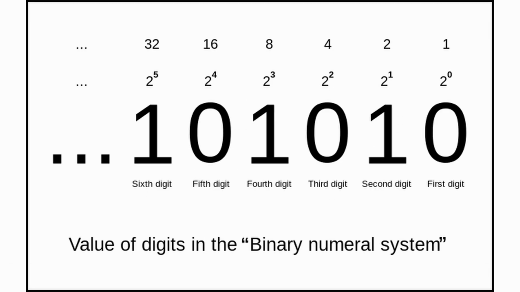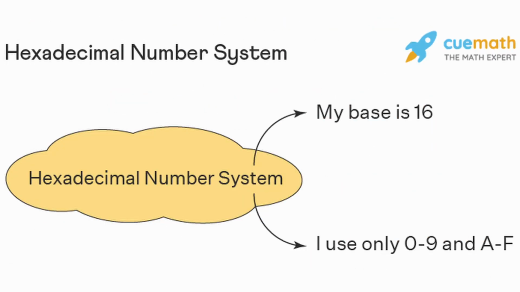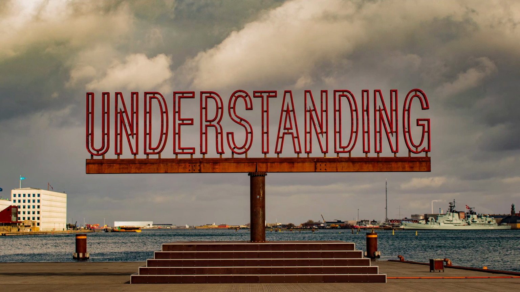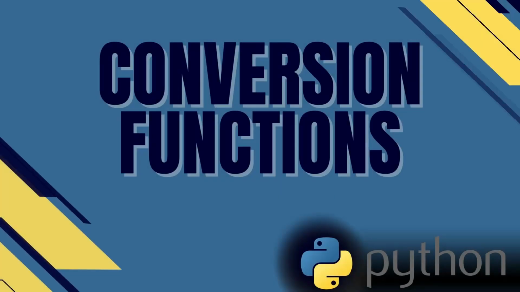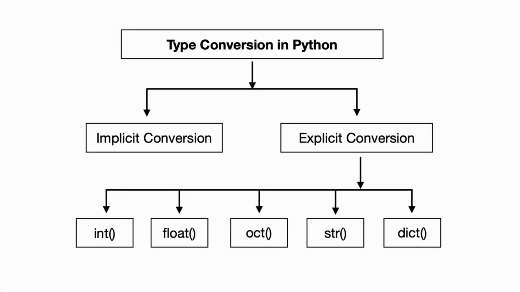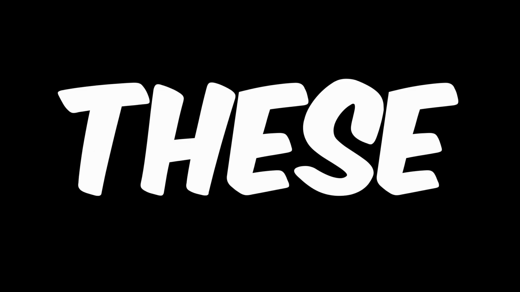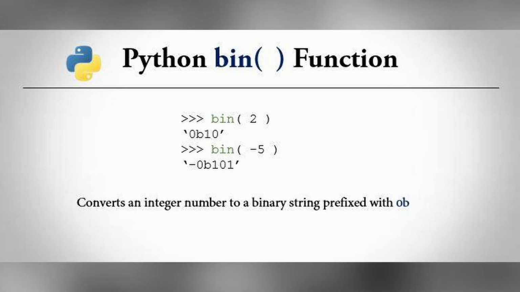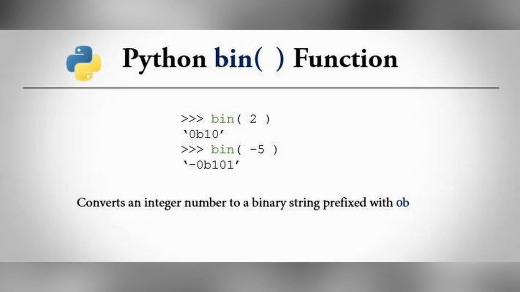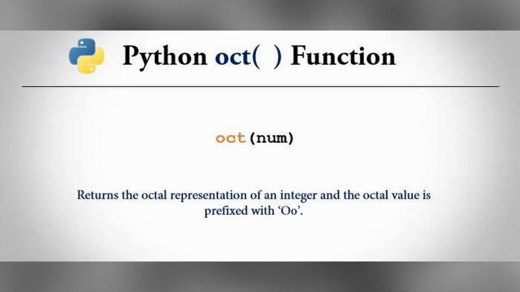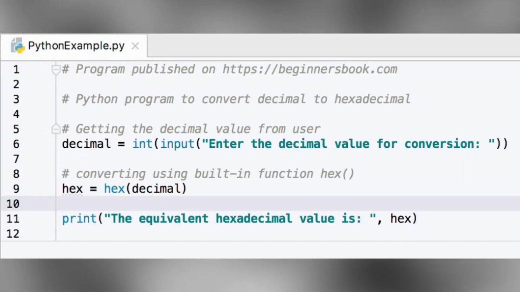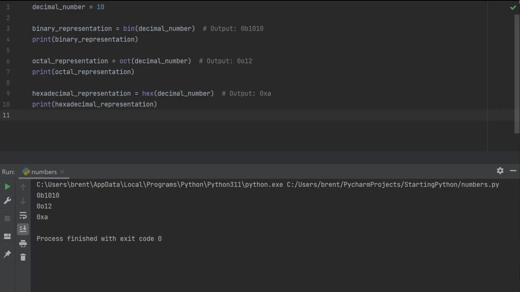Python supports different number systems including decimal, binary, octal, and hexadecimal. Understanding how to work with these systems is essential for certain applications. Python provides built-in functions to convert numbers between different systems. These functions include bin, oct, and hex. The bin function converts a decimal number to its binary representation. The oct function converts a decimal to its octal representation. The hex function converts a decimal number to its hexadecimal representation. These are the examples.